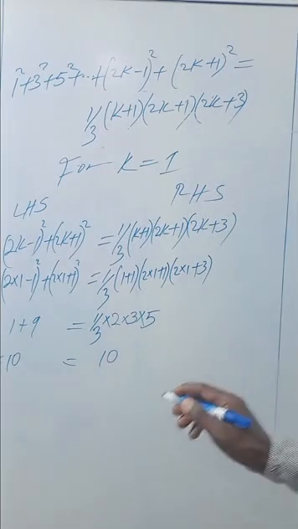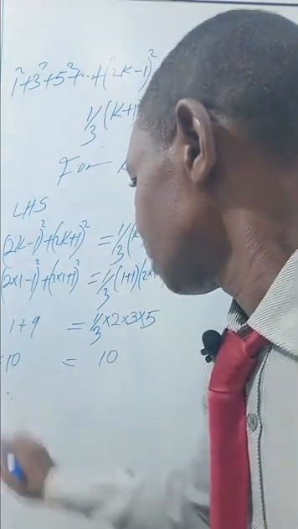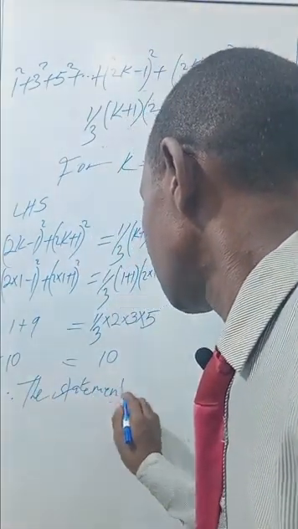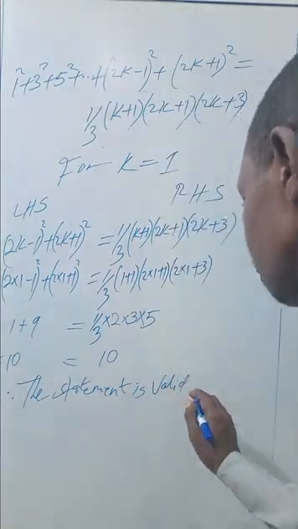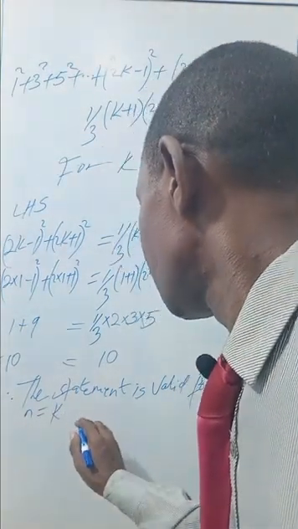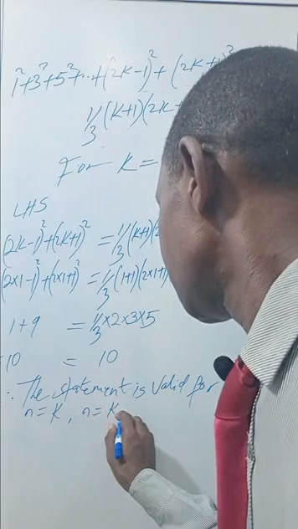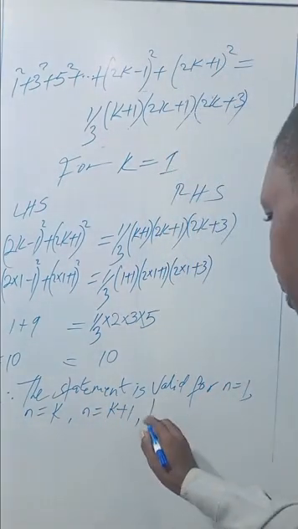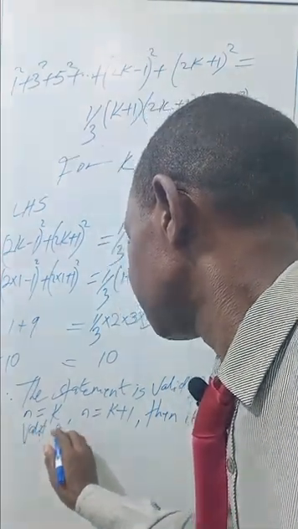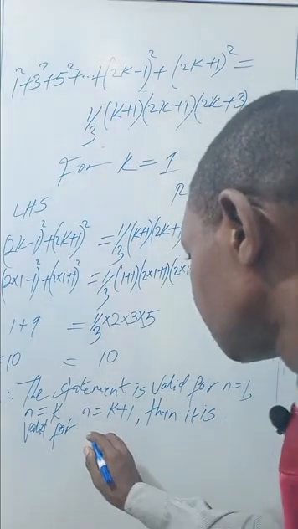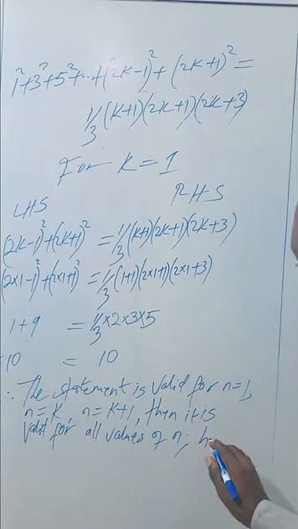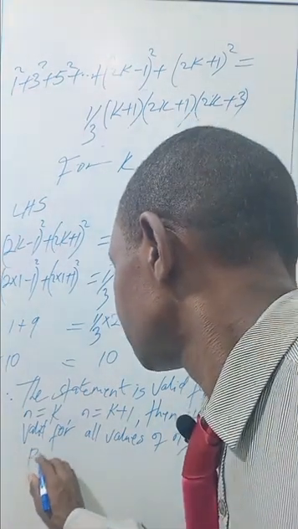So what does this mean? This means that therefore the statement is valid or true for n equals 1, n equals k, then n equals k plus 1. Then we shall say, then it is valid for all values of n. Then we put the comment, hence proved.